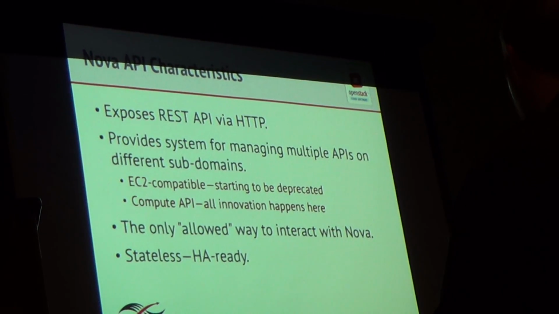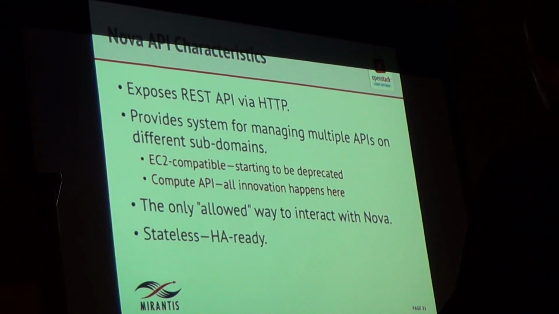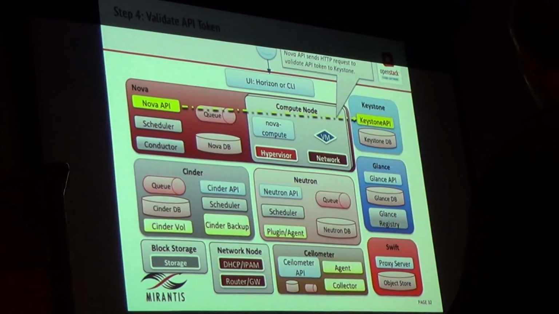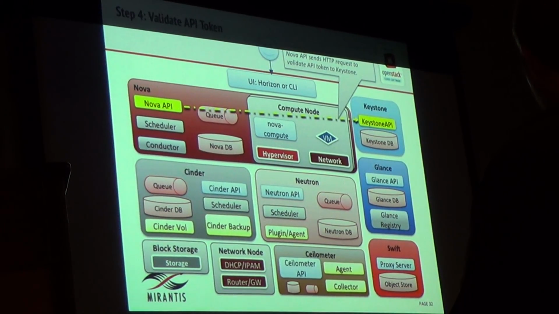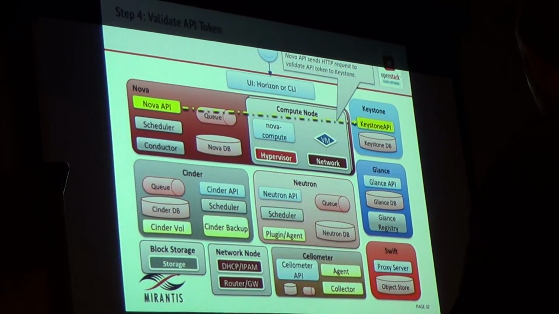With the compute API, obviously this is where the instantiation is going to happen. And let's keep moving. Okay, so now we're validating that token. If you have over 200 nodes, based on his experience, maybe things are slow.